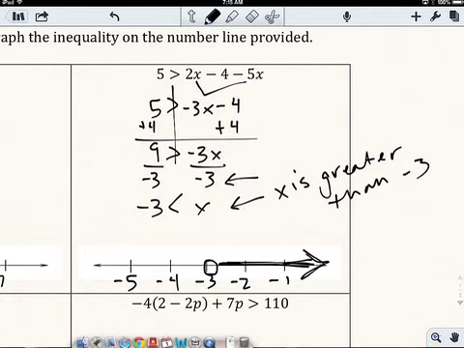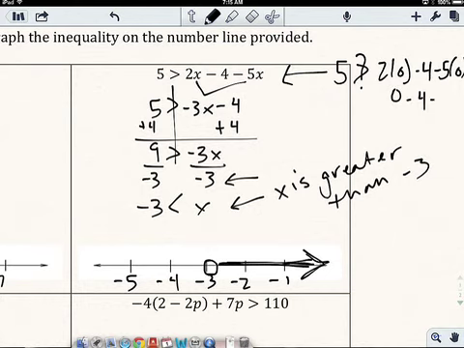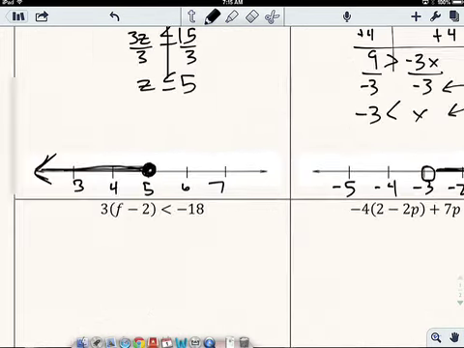I like to test out the number 0 because 0 is greater than negative 3, and I'll go all the way back up here. I'm wondering whether 5 is actually greater than 2 times 0 minus 4 minus 5 times 0. And this is 0 minus 4 minus 0. That's negative 4. And so that is a true statement. So my solution must be correct. All right, let's keep working here.